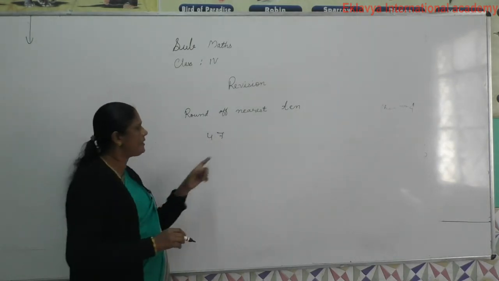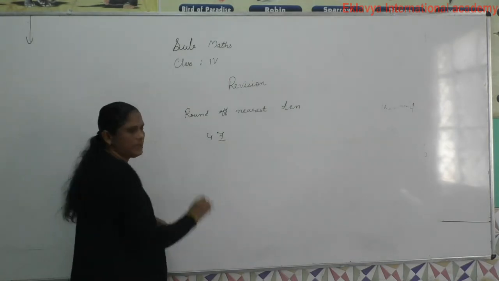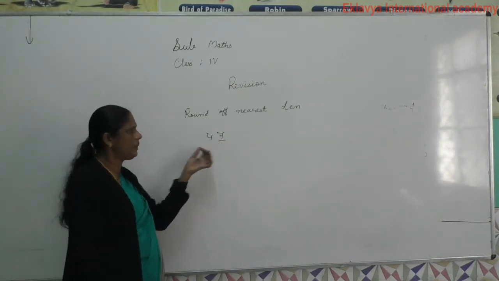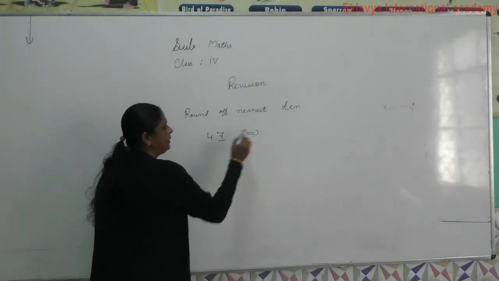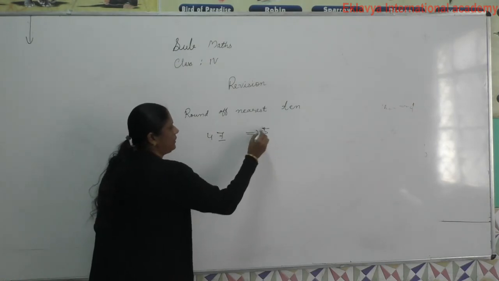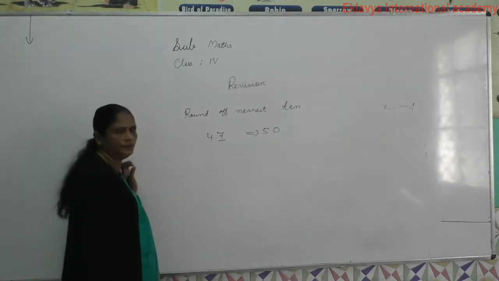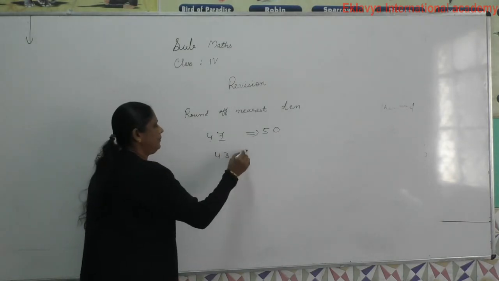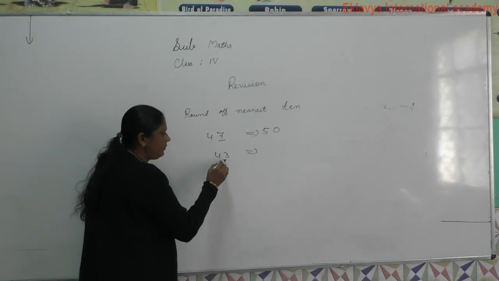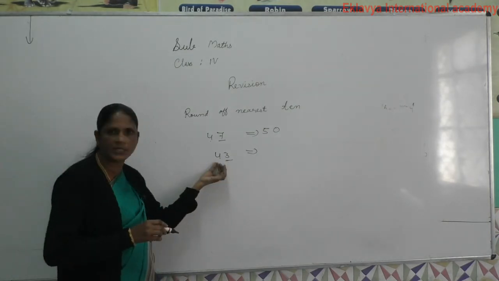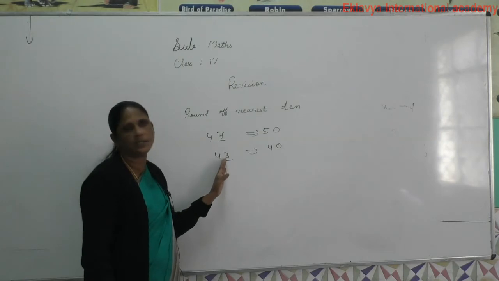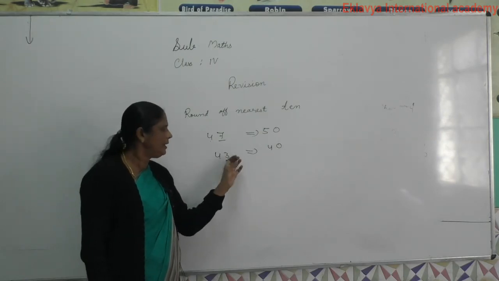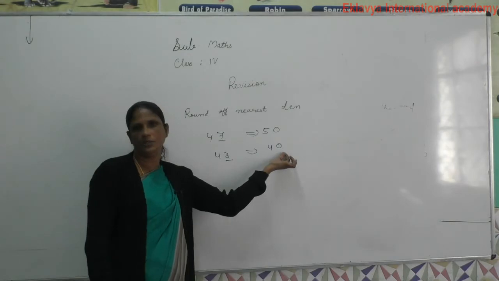47. Which digit comes in ones place? 7. There is a change in tens place. Here 1 is added: this 4 goes to 5, then ones place goes to 0. Then 43. Which digit comes? 3. Is there a change in tens place? No. We write this 4, then 0. We remove this 3 and in place of 3, you put 0.